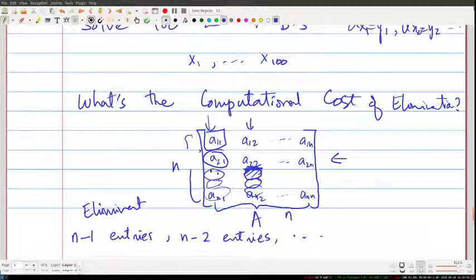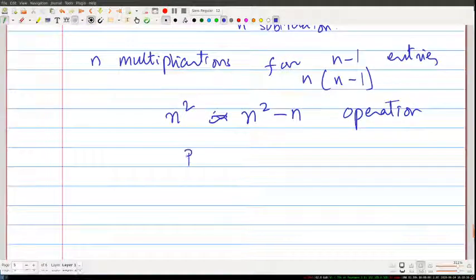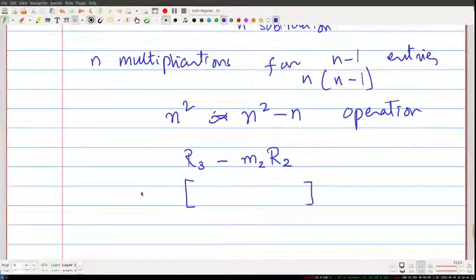At this point, all of these are zeros, right? So I was doing row 3 minus some multiplier, let's call this multiplier m2, and this being multiplied by row 2. The important thing to notice at this point is that if this is row 2 and if this is row 3, then the first entries of these are already 0.